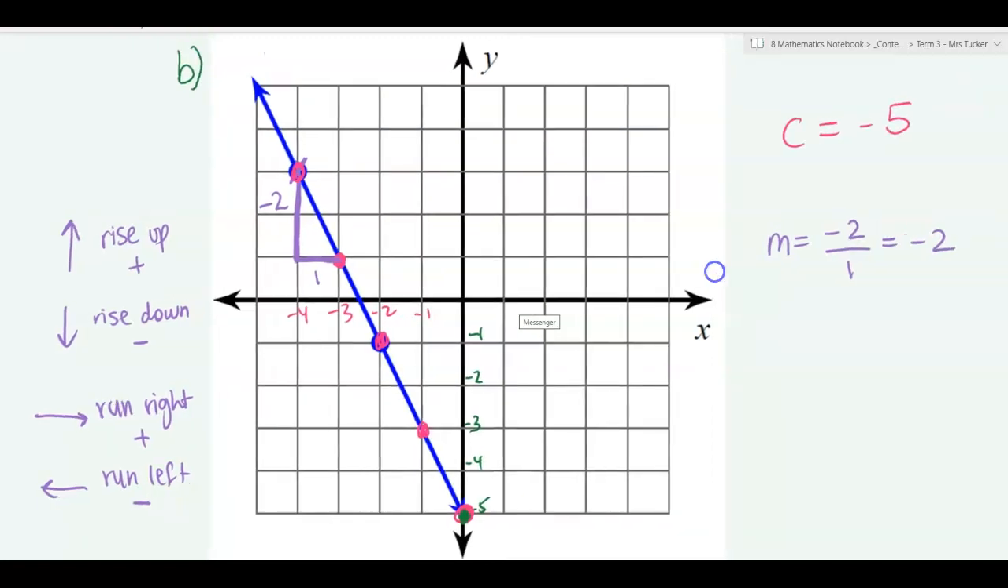So what is my final equation of my line? Well done, Ada.